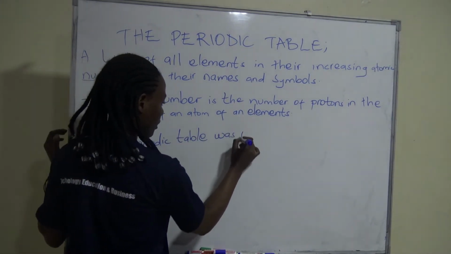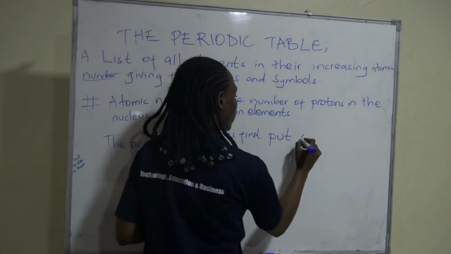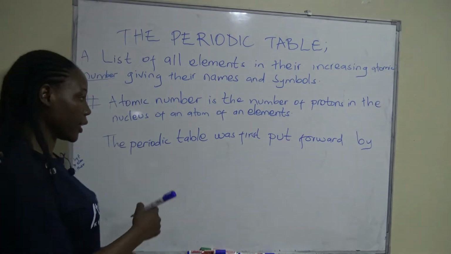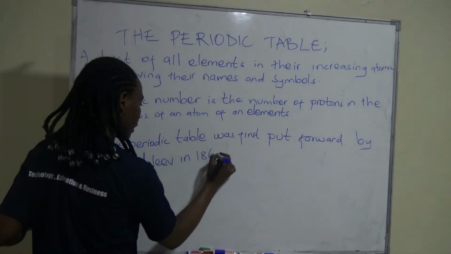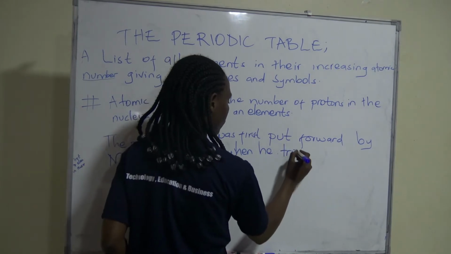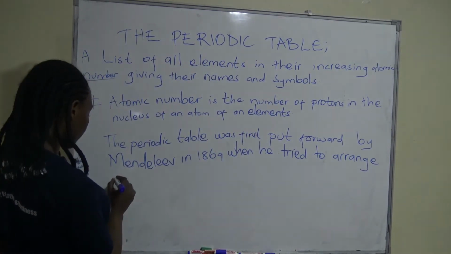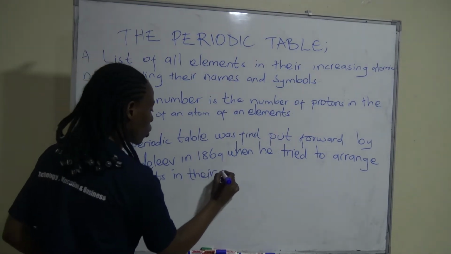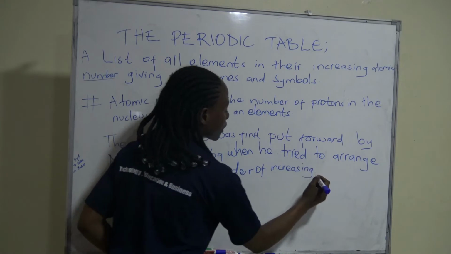The periodic table was first put forward by Mendeleev in 1869, when he tried to arrange elements in their order of increasing atomic mass.